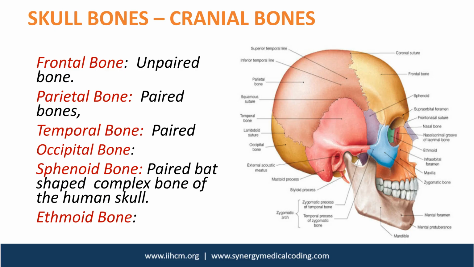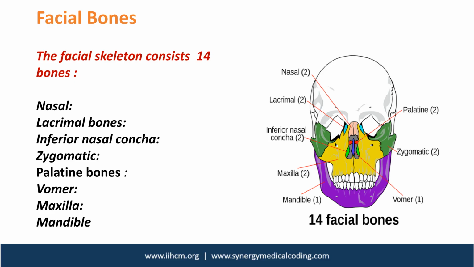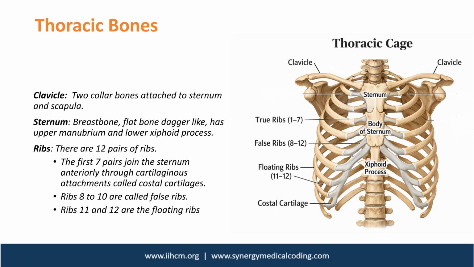Cranial bones of the skull include the unpaired frontal bone and paired parietal, temporal, and sphenoid bones. Other cranial bones are the occipital and ethmoid bones. The facial skeleton is composed of 14 bones. These include the paired nasal, lacrimal, inferior nasal concha, zygomatic, palatine, and maxilla bones, and the unpaired vomer and mandible bones. The thoracic bones include the clavicle, sternum, and ribs.